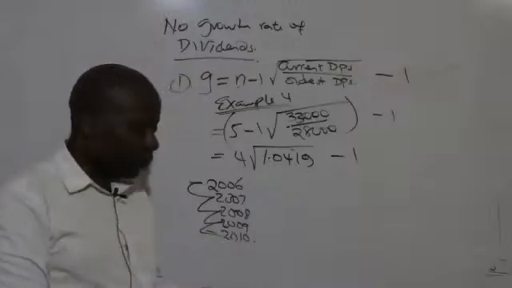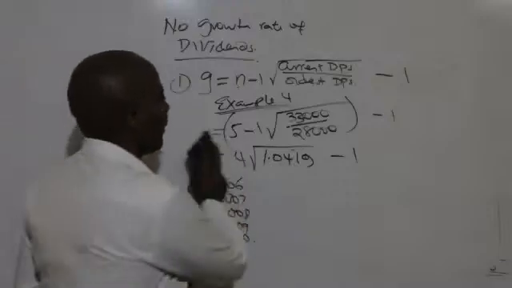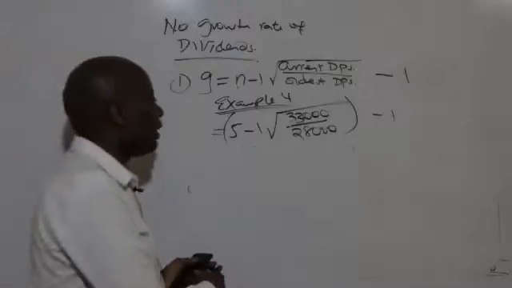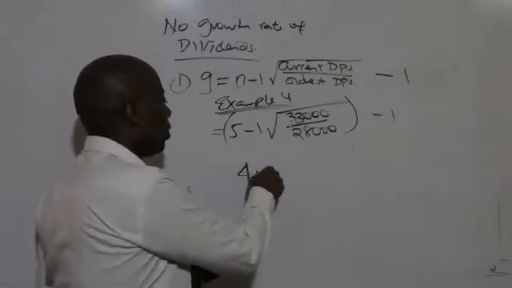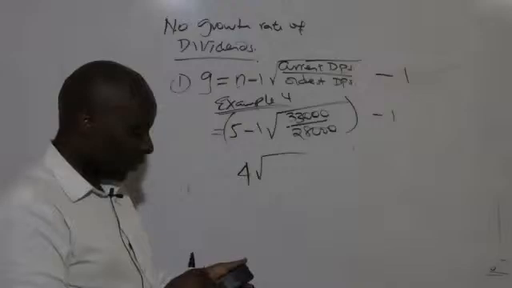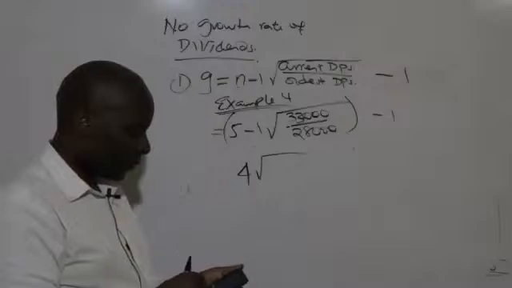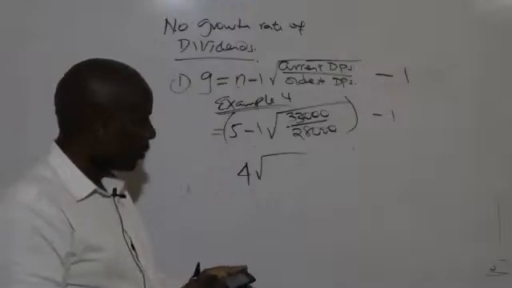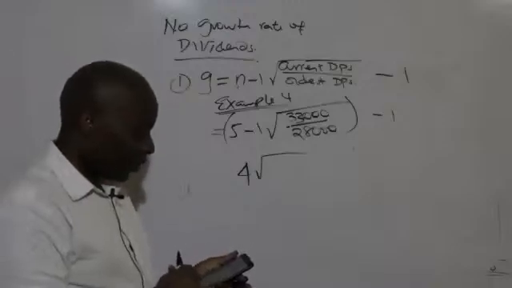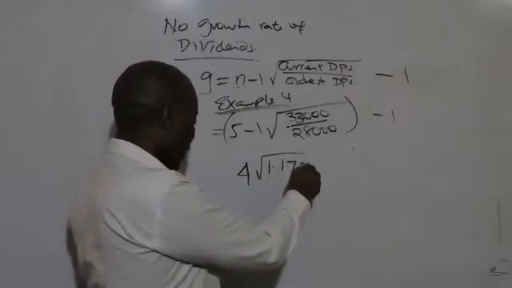I don't know how they are able to get this. Let me just use my calculator. So we are saying here, this will be the fourth root of 33,000 divided by 28,000 equals 1.1786, like that.